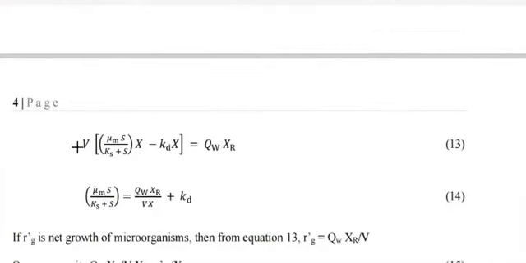So this is the term dx by dt. Okay, this is the equation number 4. I just tell you, this is the equation: mu m s by (ks plus s) into x minus kd x. Okay, I can show you that equation. That is the equation number 4.